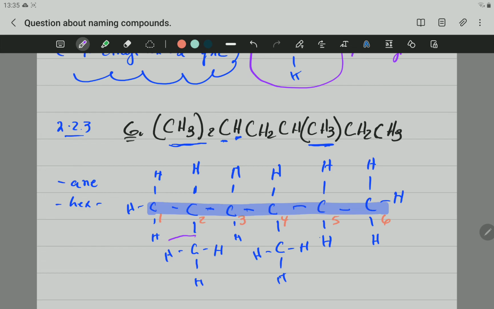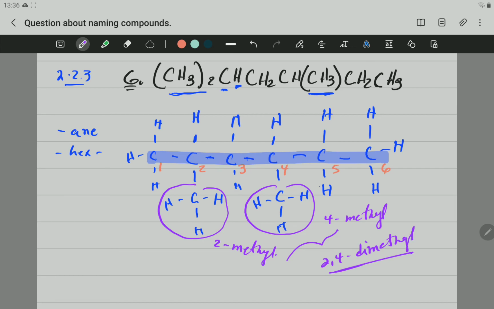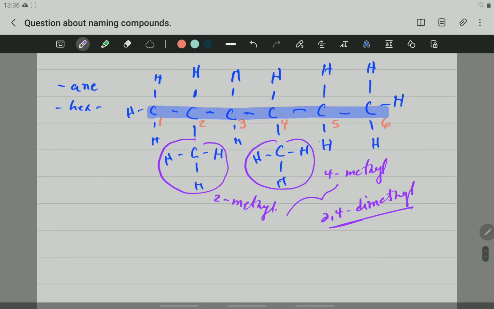Now here we have one alkyl group, and here we have another alkyl group. They are methyl. Both of them are methyl. So this is 4-methyl, and this one is a 2-methyl. 4-methyl, and you have a 2-methyl here. Okay, so now we have to combine because we have 2 of the same. So you're going to write 2,4 dimethyl.